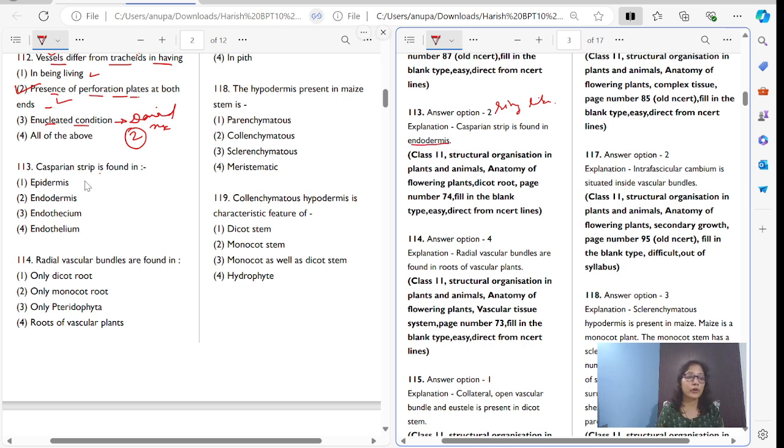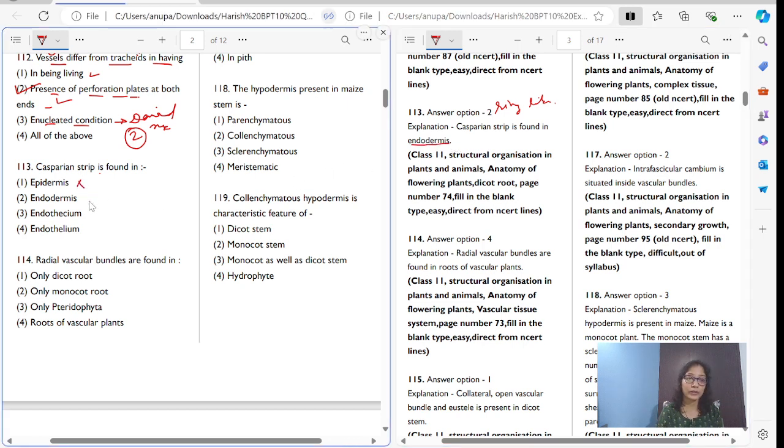So let's see the options. The options are epidermis, no; endodermis, yes; endothecium, no; endothelium, no. So the correct answer for this question will be option number 2, that is endodermis. Casparian strip is found in endodermis.